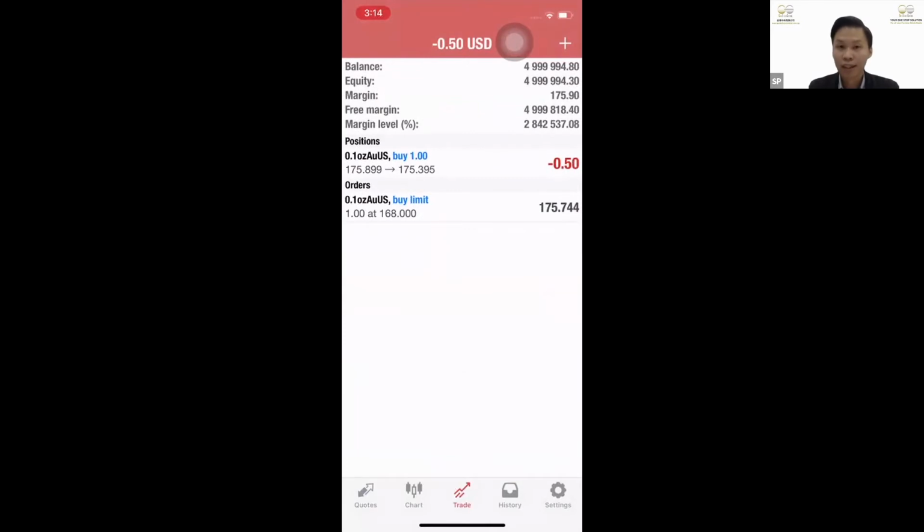You can see your pending orders. You set one contract of 0.1 ounce at 168, which is 1680 per ounce. And on the right, that's the current price. This is 1757. So when prices go down to 168, GSC Live will auto trigger the pending order and it will hit the market right away.